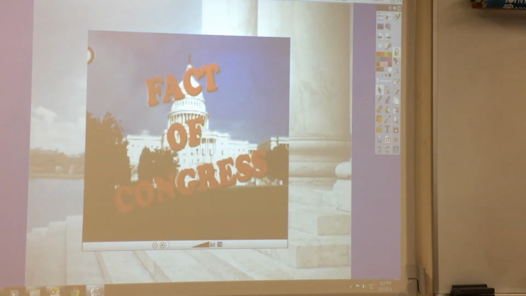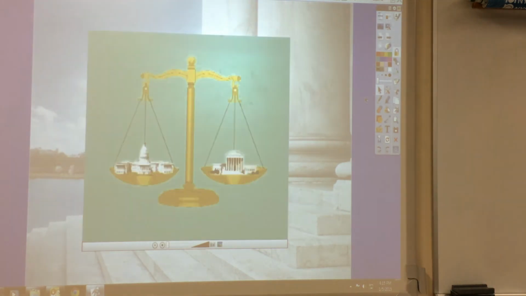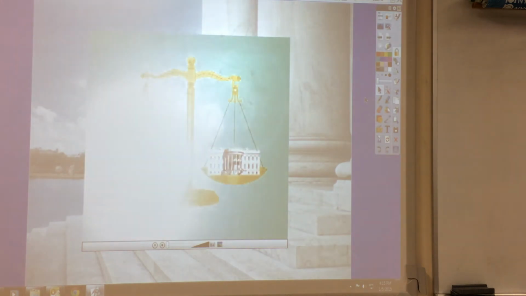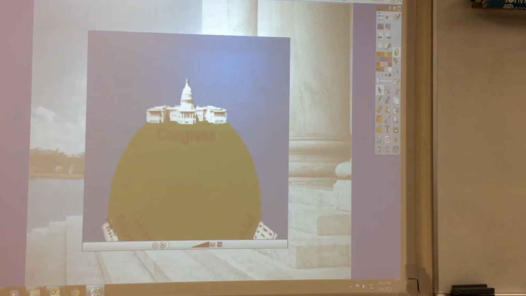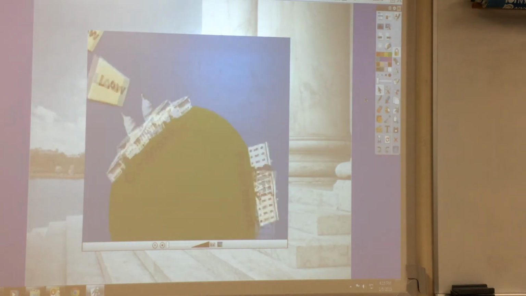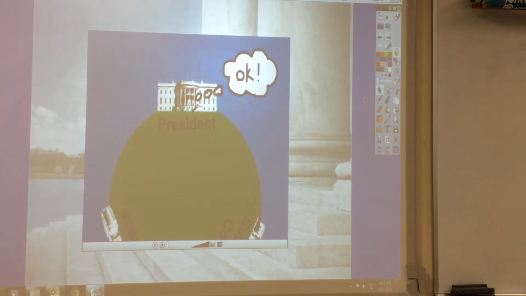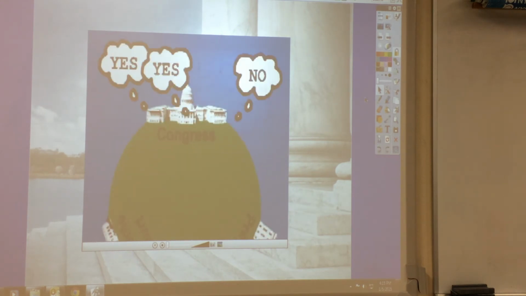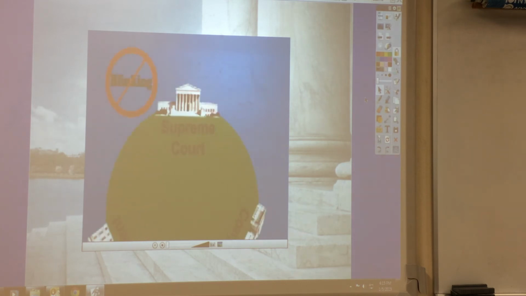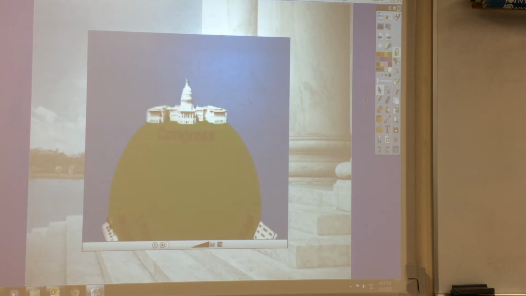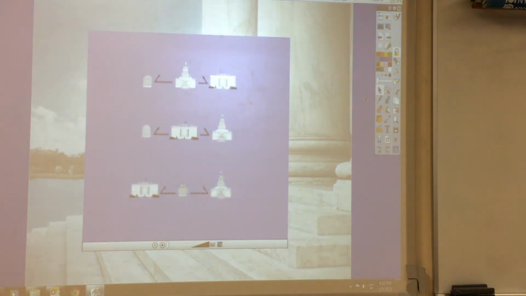And now, another fact of Congress. Our country was founded on the principle of balance, that no branch of government could dominate another. For example, Congress is responsible for passing laws, but it's up to the president to okay them. The president nominates judges, but Congress must approve them. Judges can declare laws unconstitutional, but Congress can remove judges from the bench. This system of power sharing is called checks and balances.